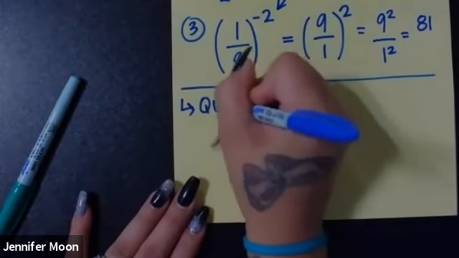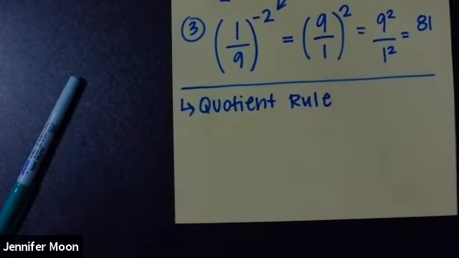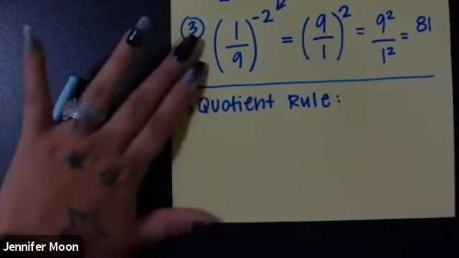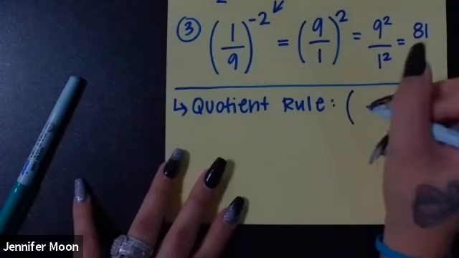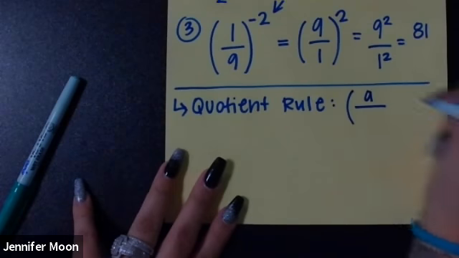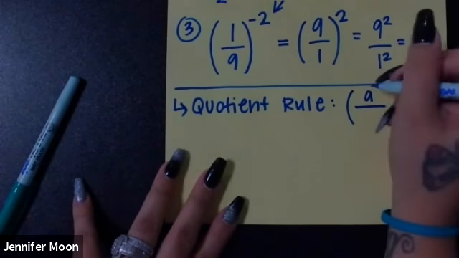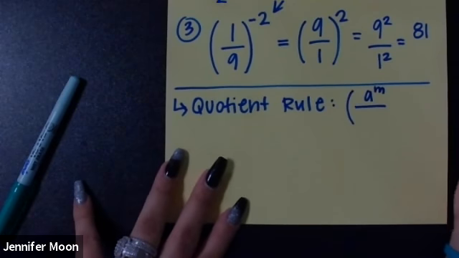Quotient rule. We use the product rule when things are multiplying, right? We're going to use the quotient rule when things are dividing. So in parentheses, with our fraction bar, in the numerator, I have something, A, raised to the mth power. In the denominator, I have the same base, the same kind of something. So I also have A.